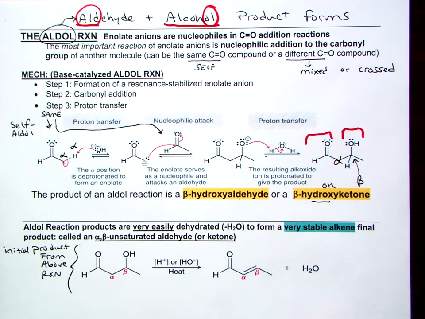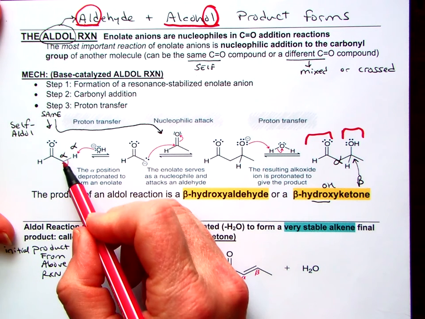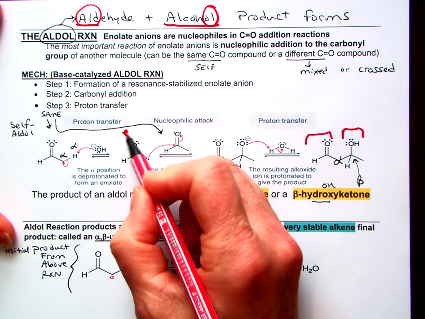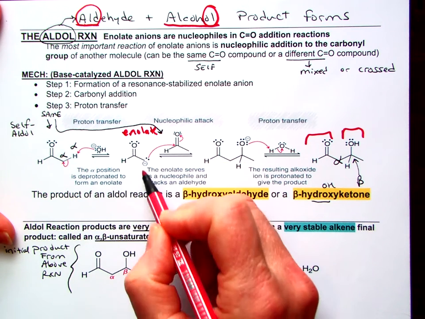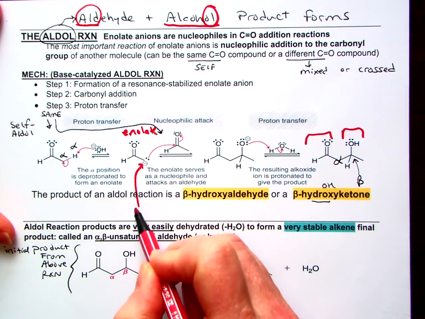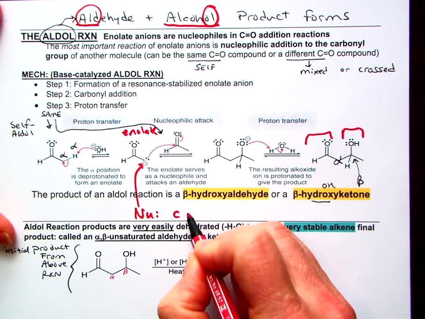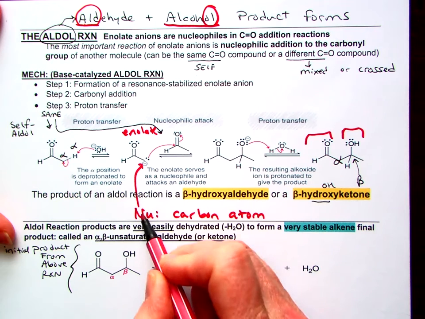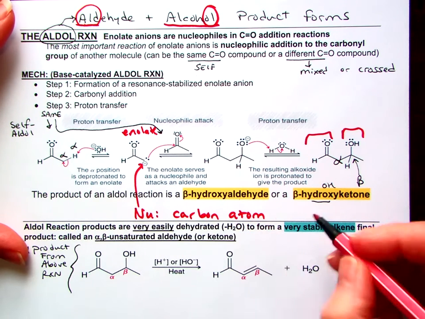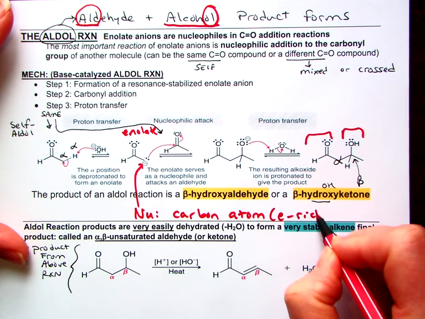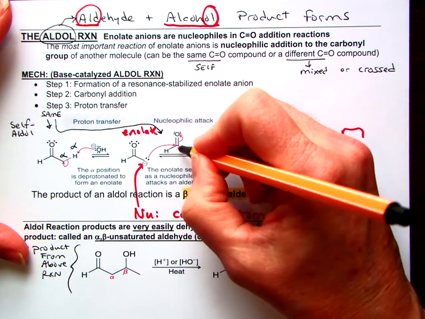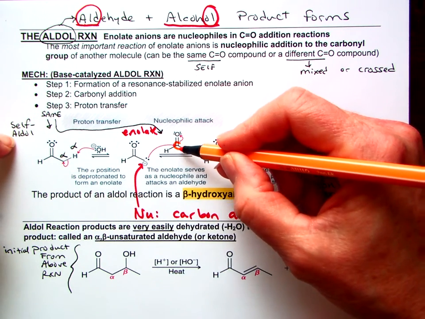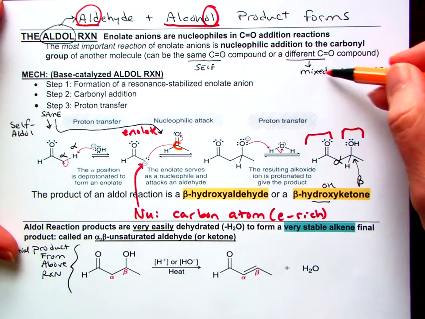All right, so how does it work? We're going to go ahead and deprotonate the alpha position with hydroxide, OH-. That makes an enolate, which has essentially a nucleophilic carbon atom. So it's electron rich, right? And that can react with a carbonyl from the same molecule. If it does, it's a self-aldol, or another molecule, and then it's called a crossed or mixed aldol.